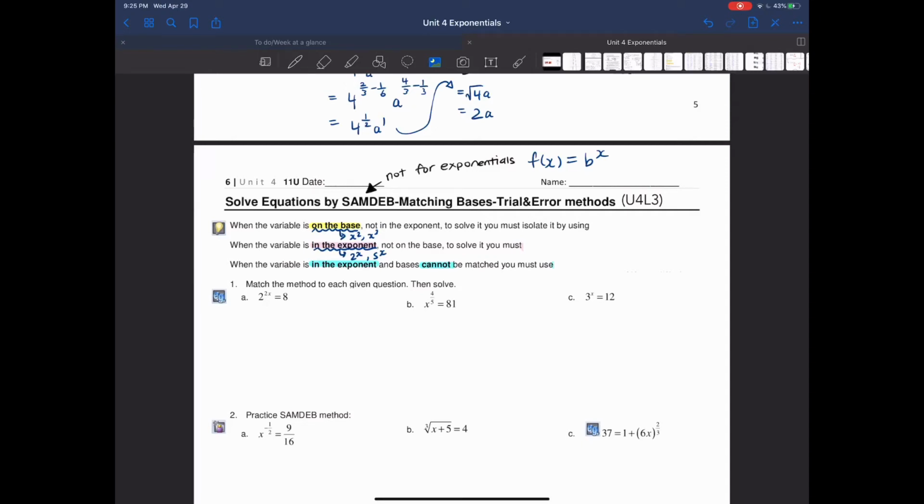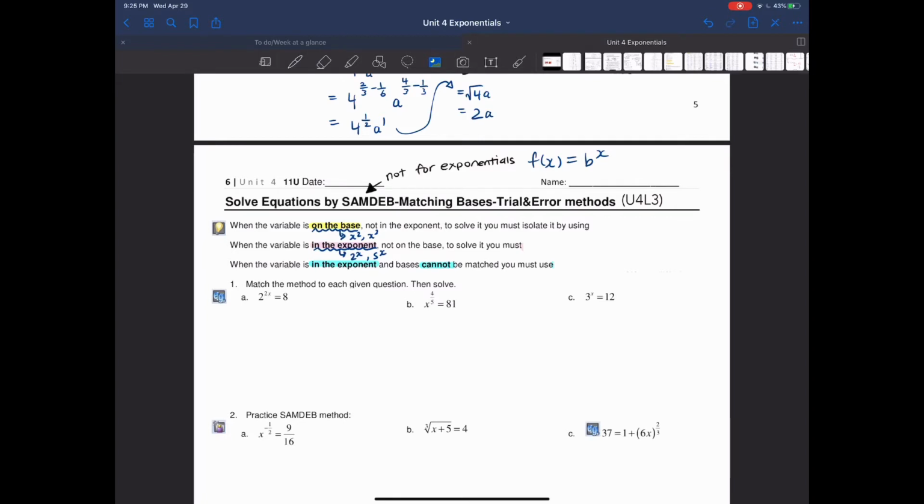Unit 4, Lesson 3: Solve equations by BEDMAS backwards, matching bases, or trial and error methods. There are different ways an equation can be set up, and we need to solve for x. These are the three ways that we're going to do that.